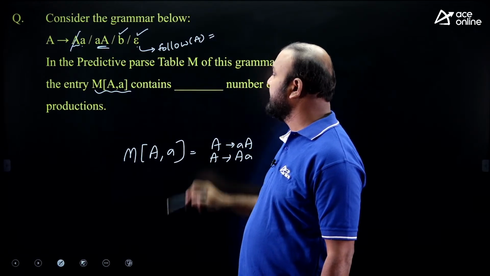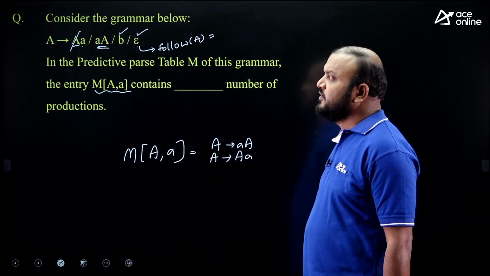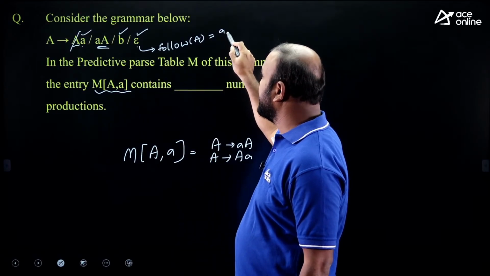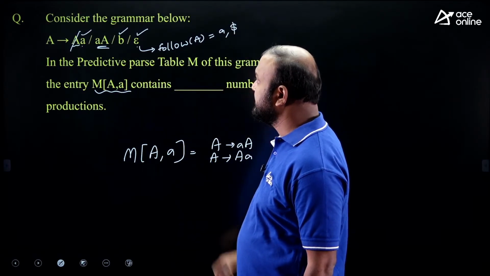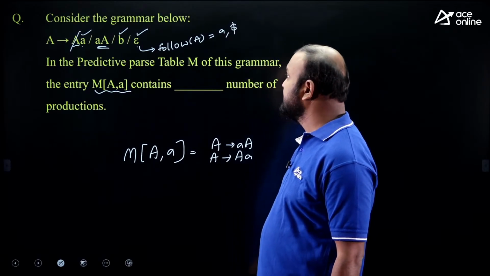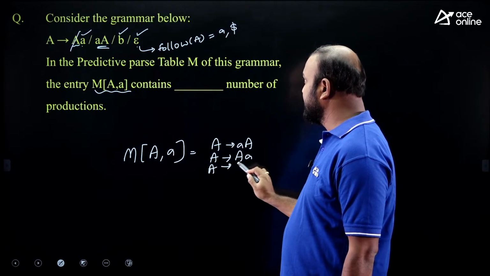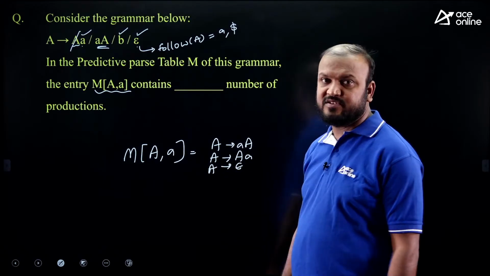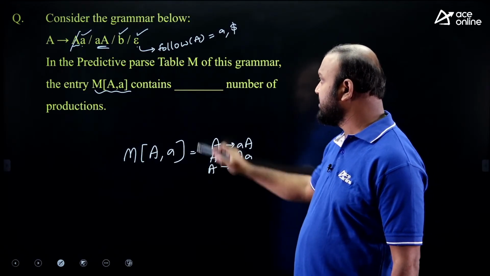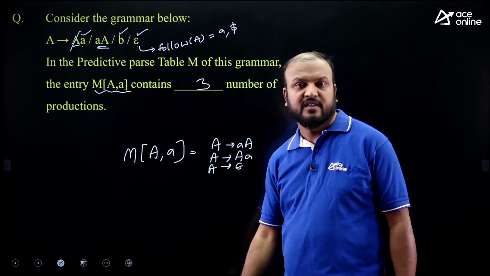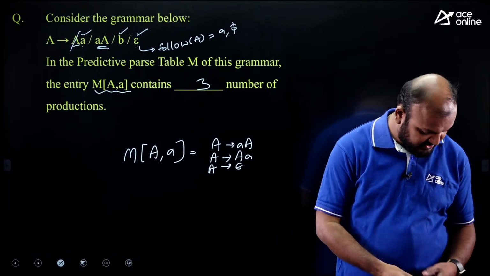And what is follow of A? Follow of A is A, right? Because A is a starting non-terminal. So A tends to epsilon, you can write in the A column. Except the A tends to B production, all the three productions you have to write in the A row, A column. So the number of entries is 3. 3 entries in this production.